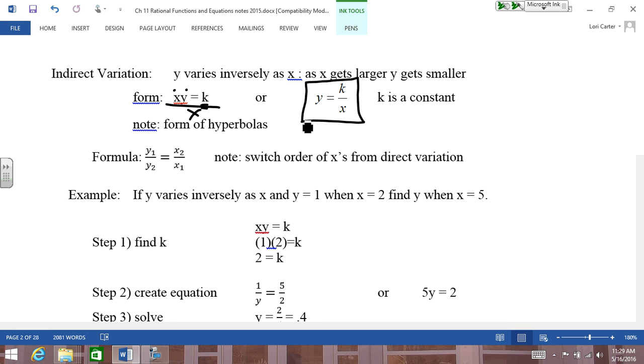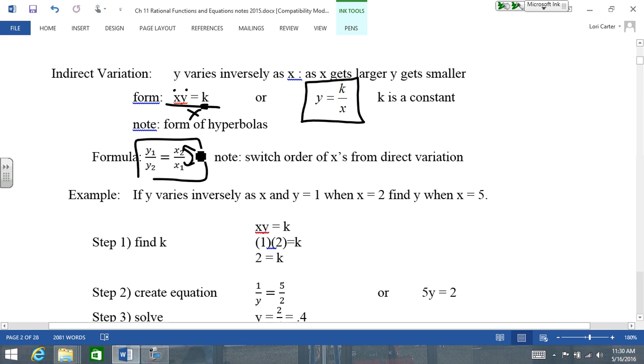Now these look very different than what you're used to graphing. When we go through here, there's also a ratio, they're inverse, so if you have y1 over y2, you flip these. Usually that messes kids up, so I'm going to teach you this way.